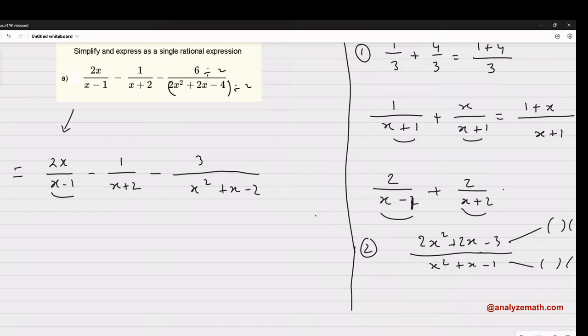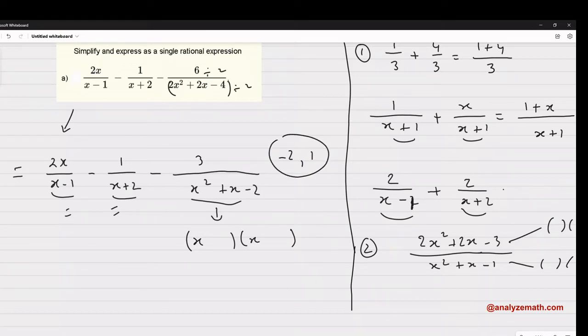Now we still have to examine the denominators. We have x minus 1, we have x plus 2, and then we have x squared plus x minus 2. Now, is this different from this and this? We cannot know unless we factor this first. So let's factor x squared plus x minus 2. That's x here and x here. We need two constants. When we multiply them, they give me minus 2. When we add them, they give me plus 1. So it's minus 2 and 1.